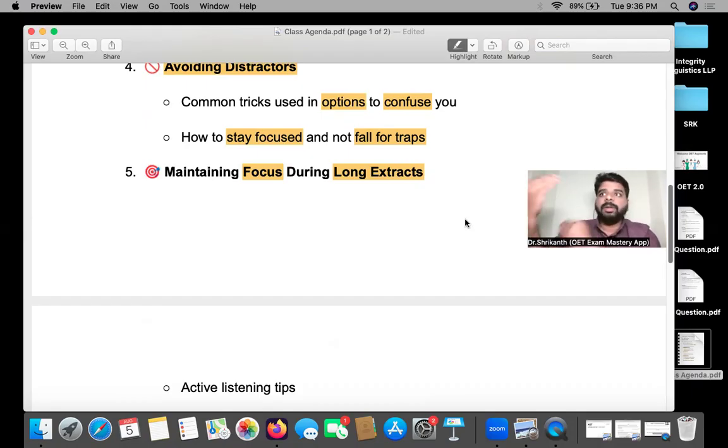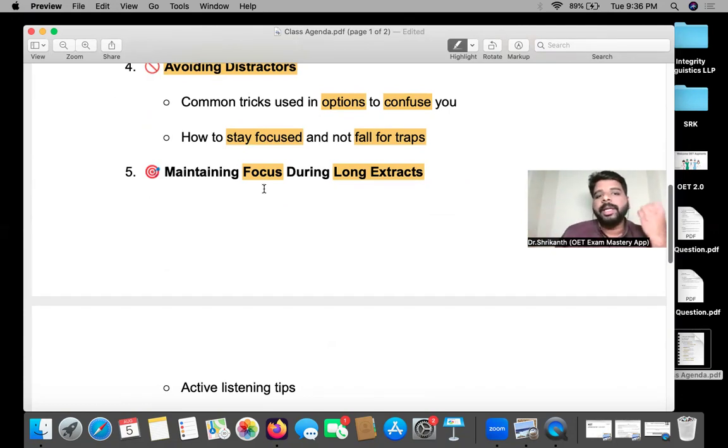No. In the beginning of the listening test, you had full brain capacity. Towards the end of the listening, you don't have full brain capacity. You're a little bit tired, you're a little bit exhausted. Right. So it is very difficult for you to focus. It is very difficult for you to concentrate on the questions and the audio.